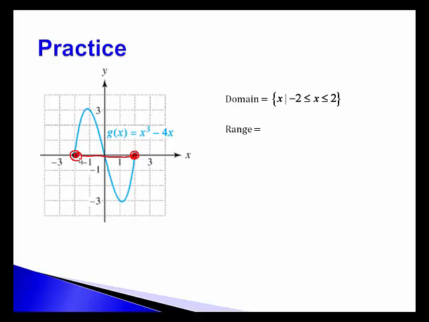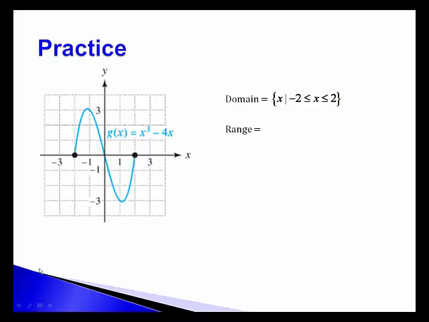So we have the set of all x's such that, notice that bar, I always say that, but I want to make sure that you remember that bar says such that. So I have the set of all x's such that -2 is less than or equal to x, which is less than or equal to 2. Once again, you'll notice the little number, the big number, x in the middle, and both symbols are less than or equal to. Let's now look at the range.